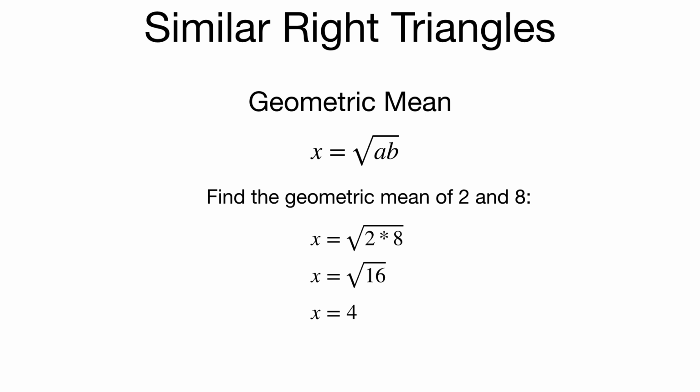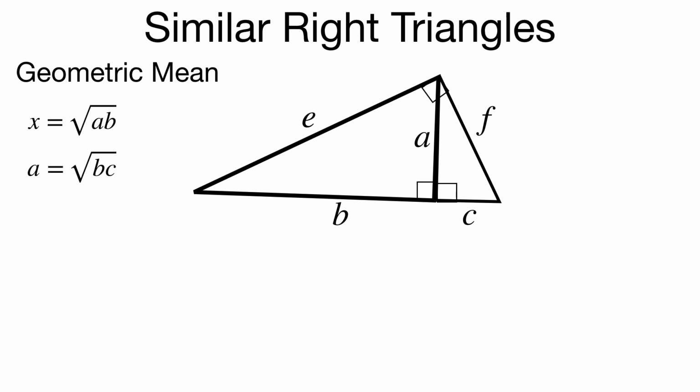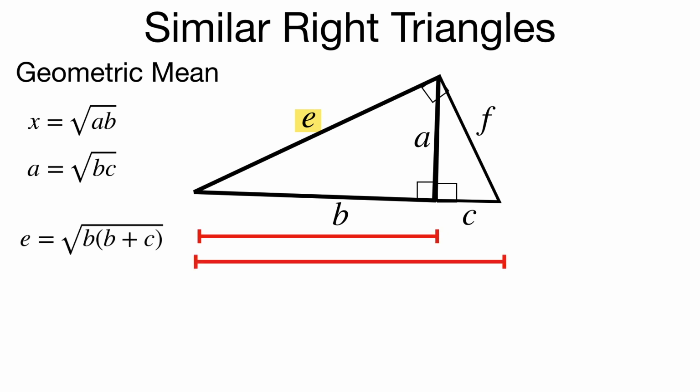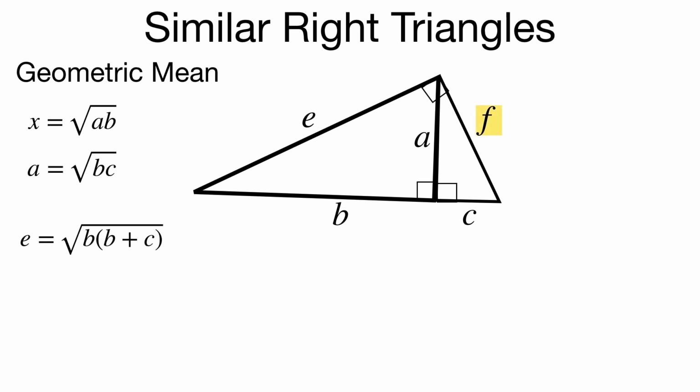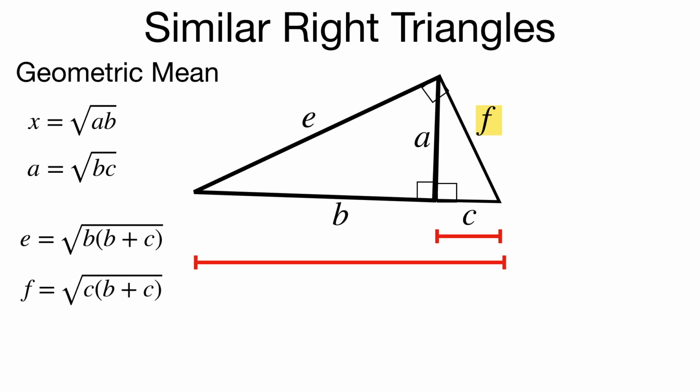Let's take a look at how knowing what a geometric mean is can help us with our similar right triangles. I've taken our triangles and I've labeled all the different segments that are formed when you drop that altitude. In another video, we've already figured out how to find the altitude. It's the geometric mean of B and C. But to find E, that is the geometric mean of B and B plus C, the original hypotenuse length of that bigger outer triangle. To find F, you also are going to take the geometric mean of the segment of the hypotenuse, in this case C, plus the entire length of the original hypotenuse, B plus C.